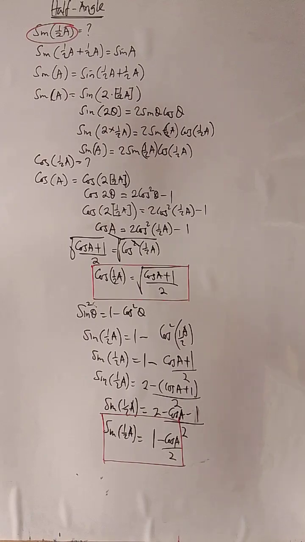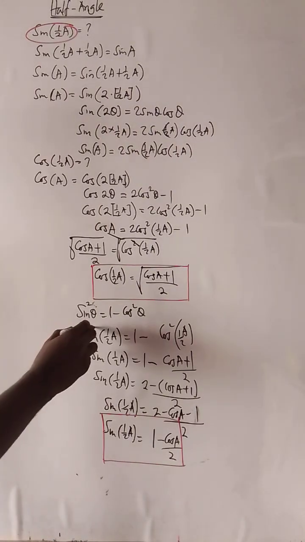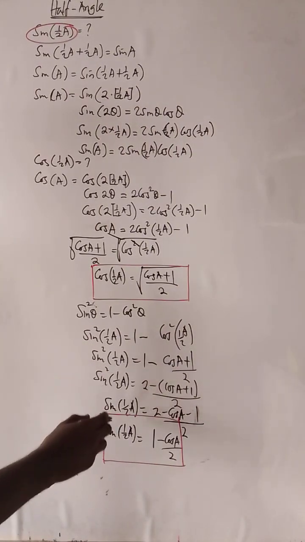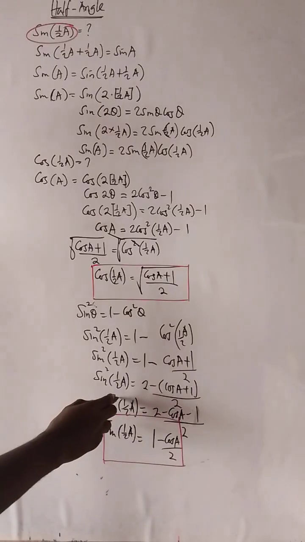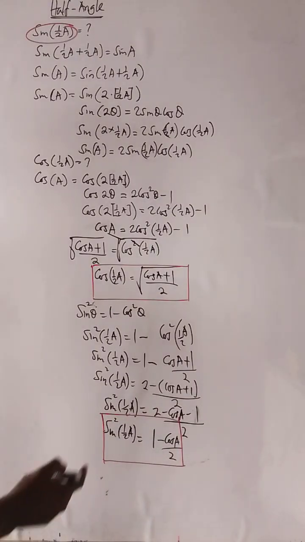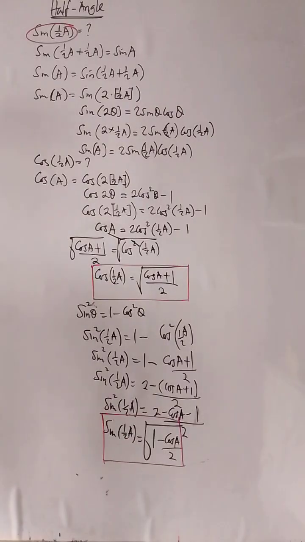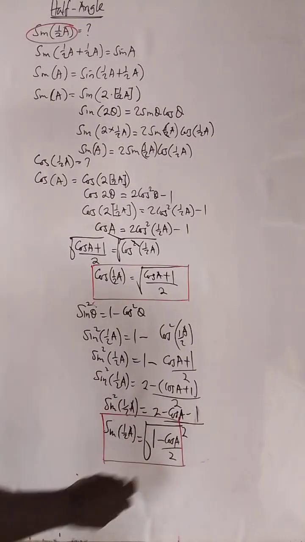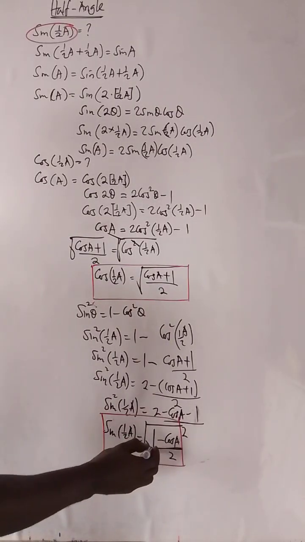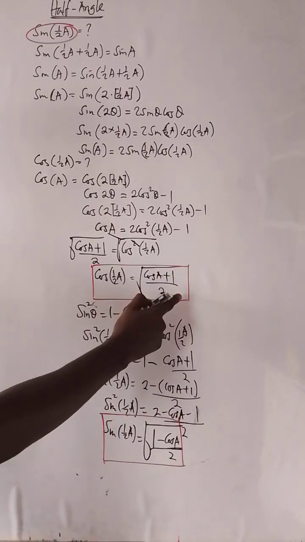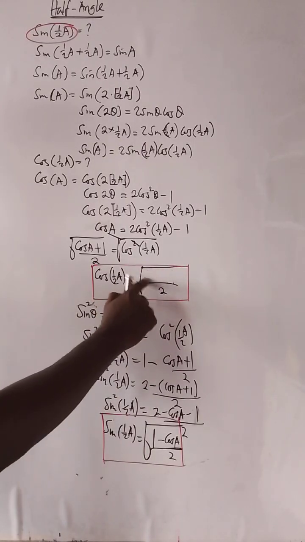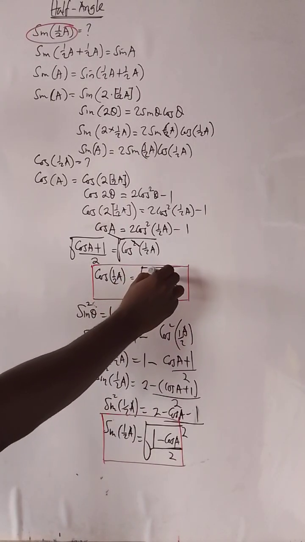Sorry, they should be squared from here. There is a square here, there is a square here, there is a square here. To remove the square, we look for the square root on both sides. So we have something like this. Very beautiful: 1 minus cos A over 2. This one, cos A plus 1, is the same as 1 plus cos A, so that it will look the same.